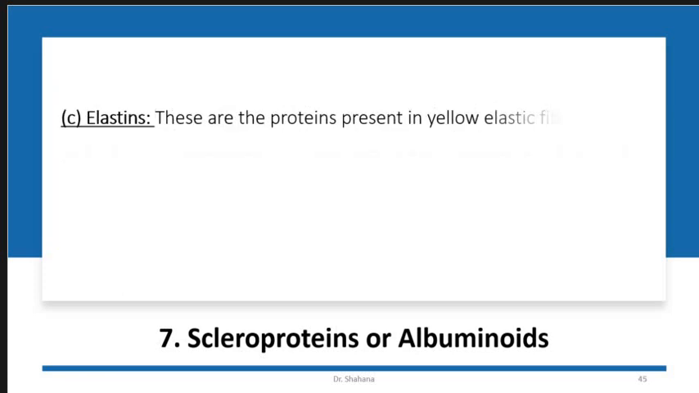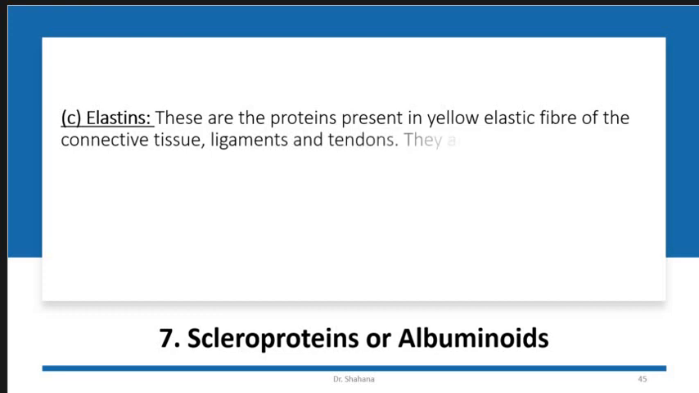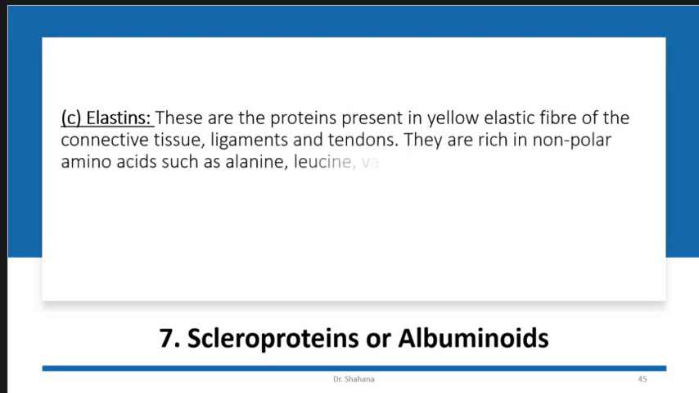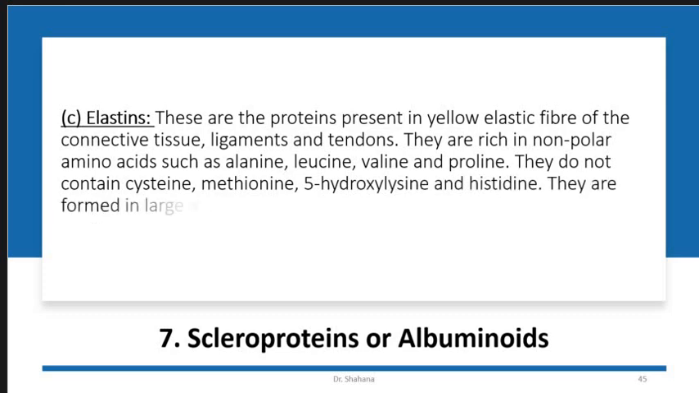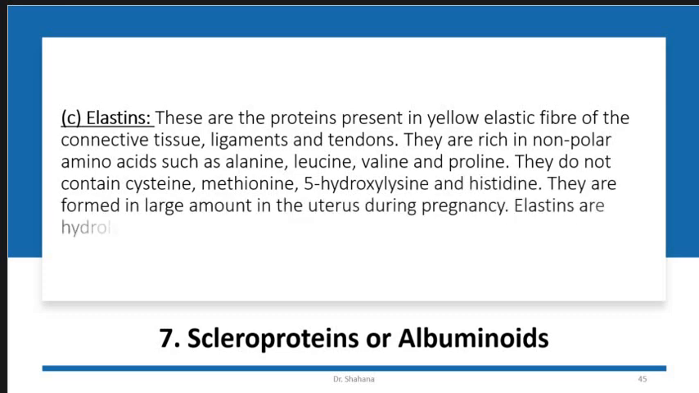Then we have elastins. These are those proteins that are present in yellow elastic fiber of the connective tissue, ligaments, and tendons. They are rich in non-polar amino acids like alanine, leucine, valine, and proline, and they do not contain cysteine, methionine, 5-hydroxylysine, and histidine. Mainly, they are formed in large amount in the uterus during pregnancy. Elastins are hydrolyzed by the pancreatic enzyme elastase.